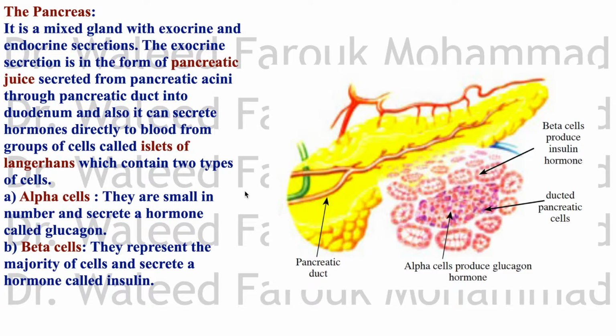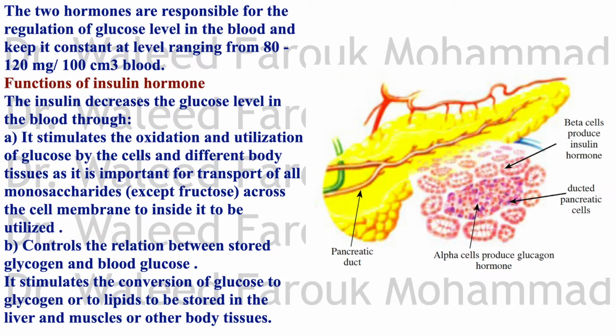The endocrine function is in the form of secretion of insulin and glucagon from the islets of Langerhans. These islets of Langerhans are cells present among the cells of the pancreas. In your book, they are divided into two types, alpha and beta, but there's also a delta type, if you know about it. Alpha cells of the islets of Langerhans secrete glucagon. Beta cells secrete a hormone called insulin, and both oppose each other. Insulin opposes glucagon. They regulate the blood glucose level and maintain it between 80 and 120 milligrams per 100 cubic centimeters of blood.